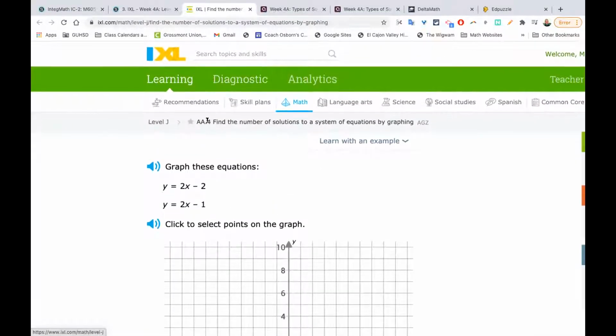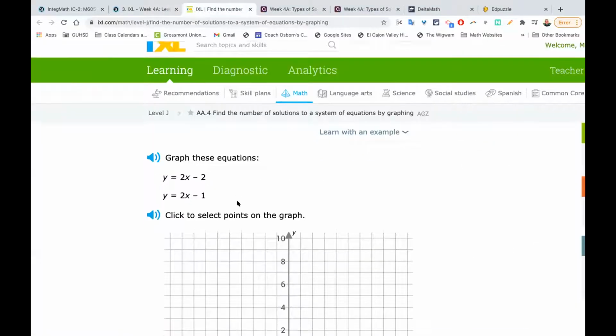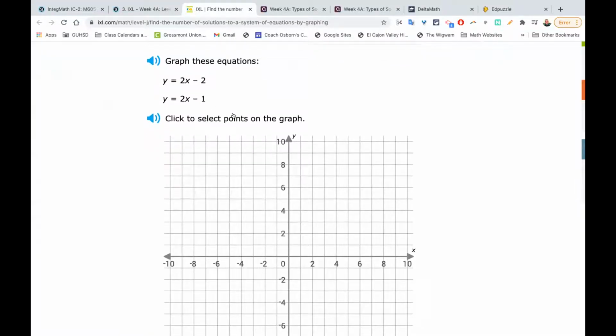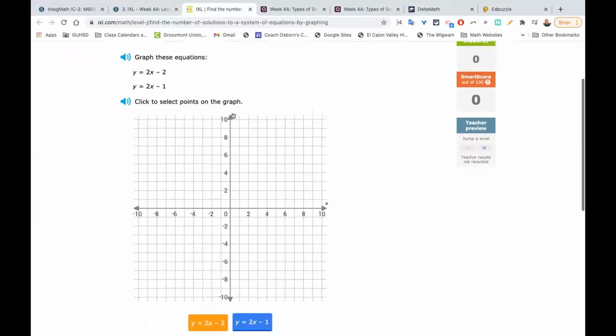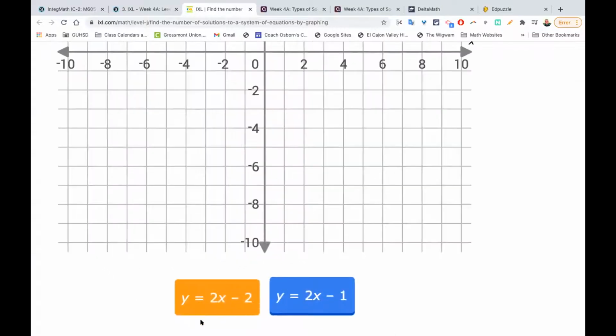So you can see level J, AA, 0.4. That's what it says right here, so it matches up. I'm in the right assignment. Now, what you want to do here is graph these equations, and then basically answer the same question like you do in the quizzes. When you graph these, you are going to graph one at a time. For the first equation, the button's down here. Whatever button you're clicked on, that's the one you graph.